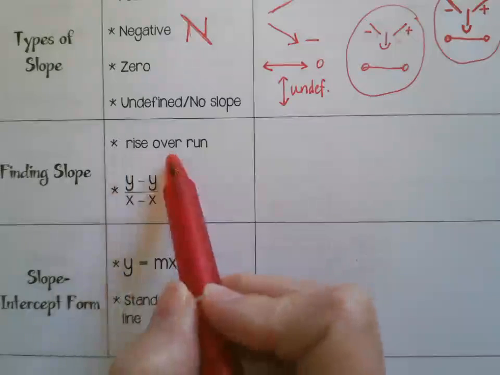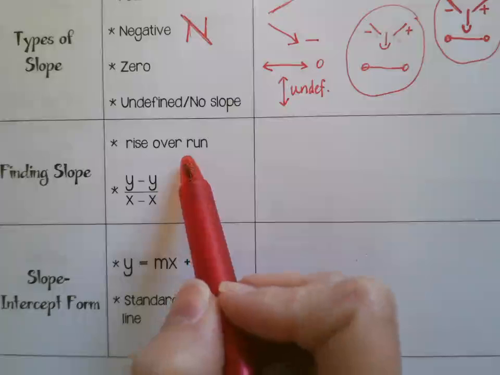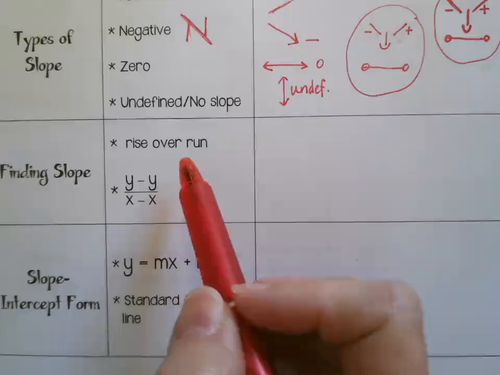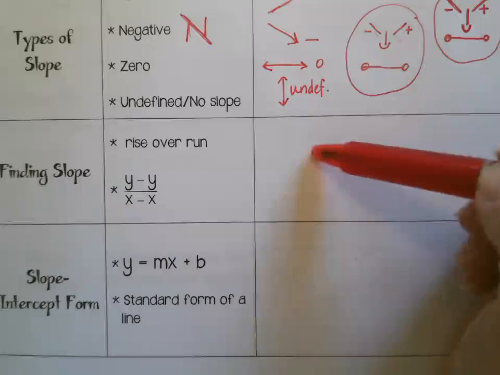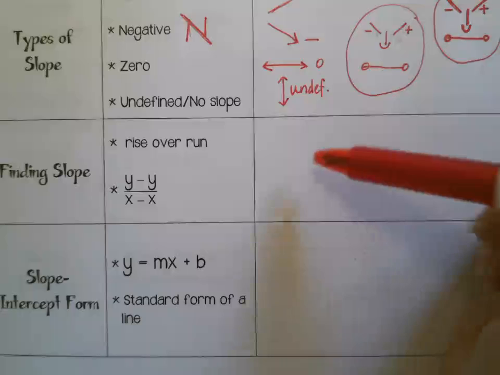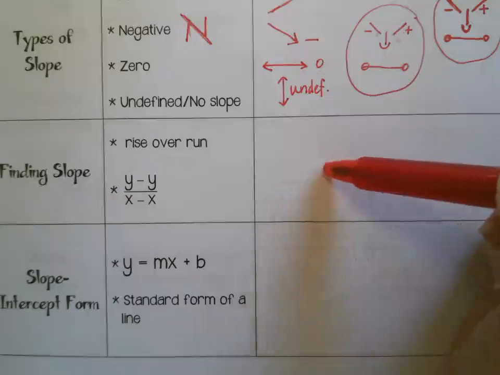And that we refer to as rise over run. Rise over run is a very common way of talking about slope, and it usually helps people because we're going to go up and over, rise over run. We could go down and over.